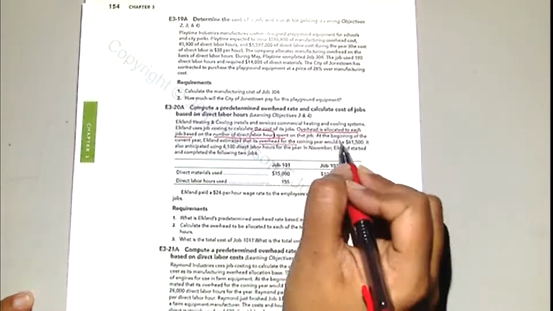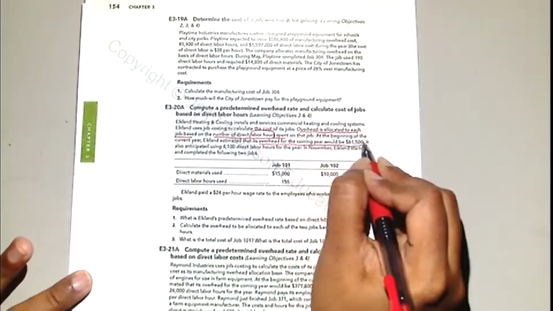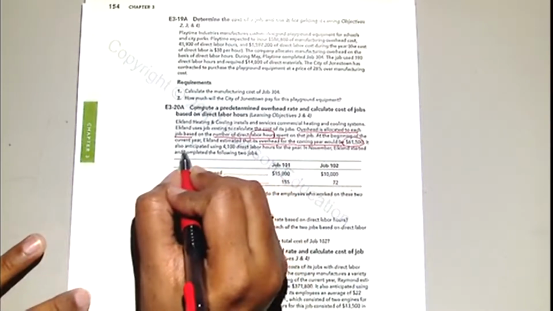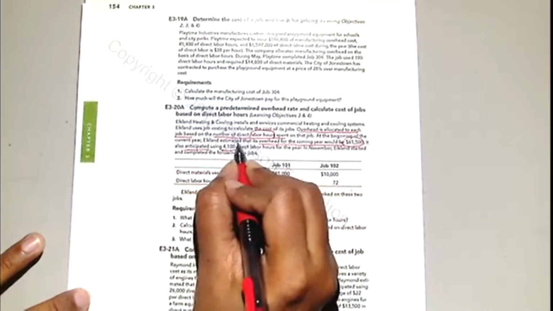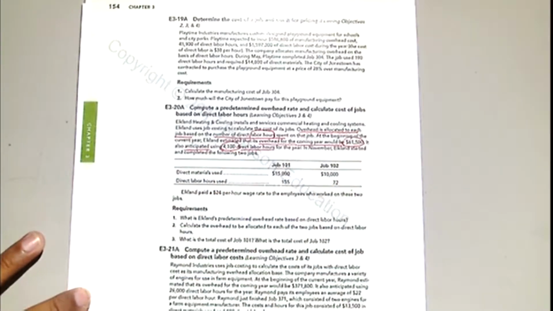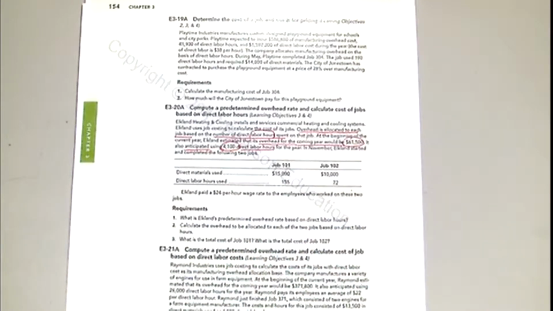Now, at the beginning of the year, Elkland estimated its overhead cost. Whatever they are doing at the beginning means they are estimating, which is 61,500. And they are also anticipating that they're going to use 4,100 direct labor hours. Right. And that's all about your estimation. And then you will see this little table. That's your actual, right? First they estimated, and then they figured out the actual, whatever actual they did.